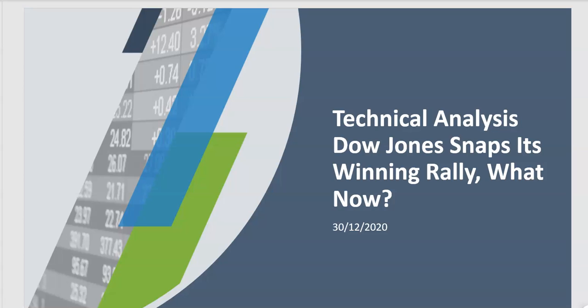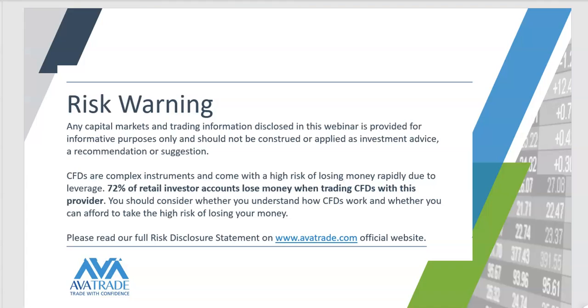In today's analysis, we'll be looking at Dow Jones, which snapped its winning rally, and that winning rally consisted of 5 consecutive days. So let's have a look at the price and then let's perform a bit of a more surgical technical analysis on that and then see where those important support and resistance levels are.